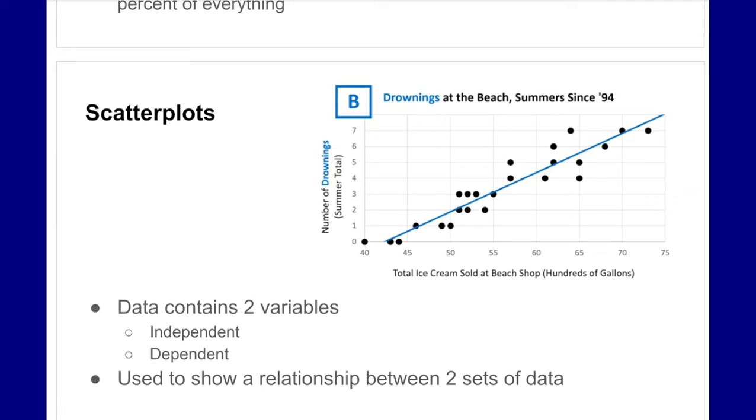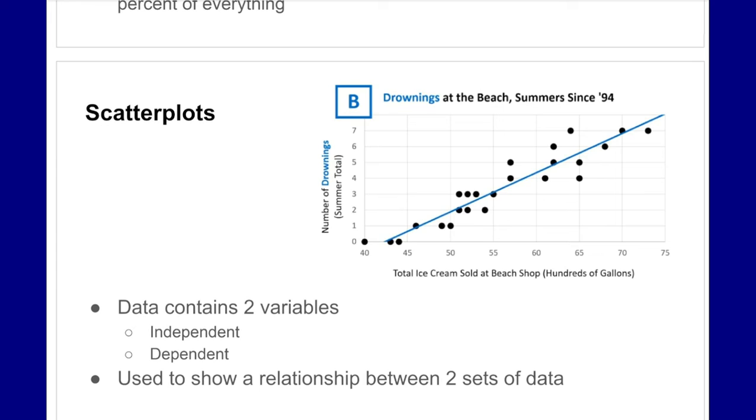So in this scatter plot here, we look at the drownings at the beach in summers specifically since '94, and we look at also the total ice cream sold at a beach shop. So by looking at these two variables, the ice cream sold at a beach shop is on the x, or the horizontal, so that's the independent, and the number of drownings is on the dependent. So this graph is going to show us whether or not there's a relationship between the ice cream sold and the number of drownings.